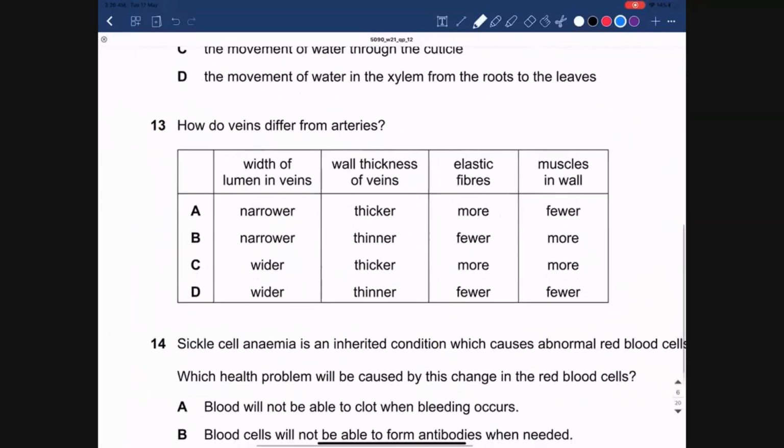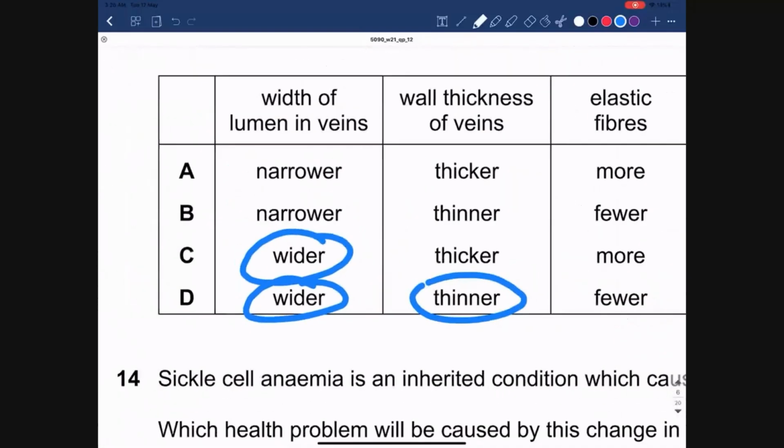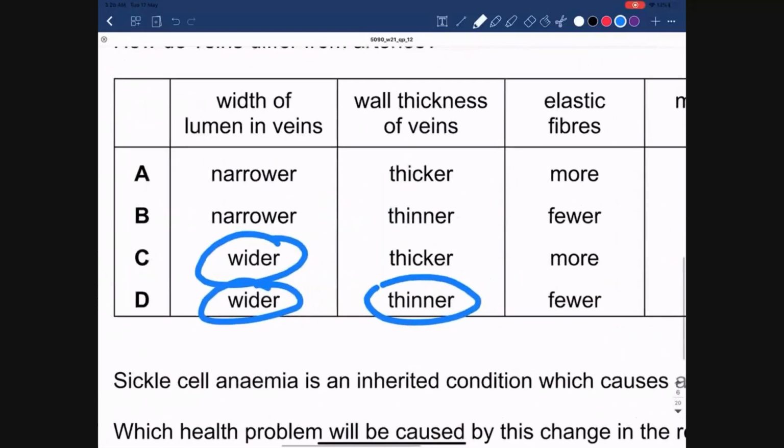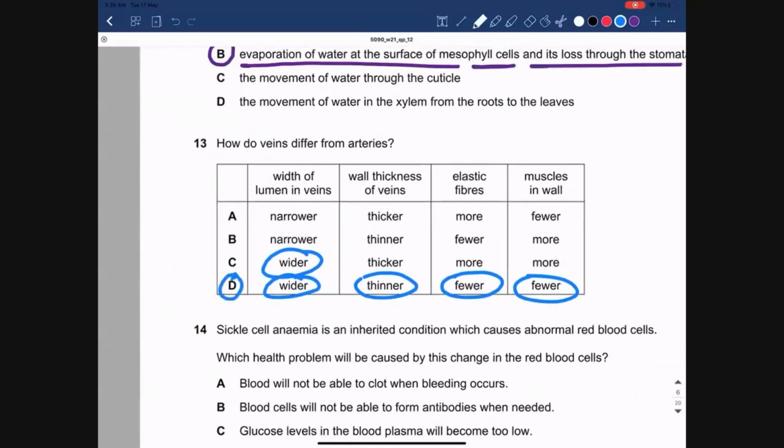How do veins differ from the arteries? Veins have a wider lumen. Veins have thinner walls as compared to the artery. Arteries have a narrower lumen. Veins have a wider lumen as compared to arteries, and thinner walls. Veins have less elastic fibers and less muscle tissue in their walls. So the answer is D.